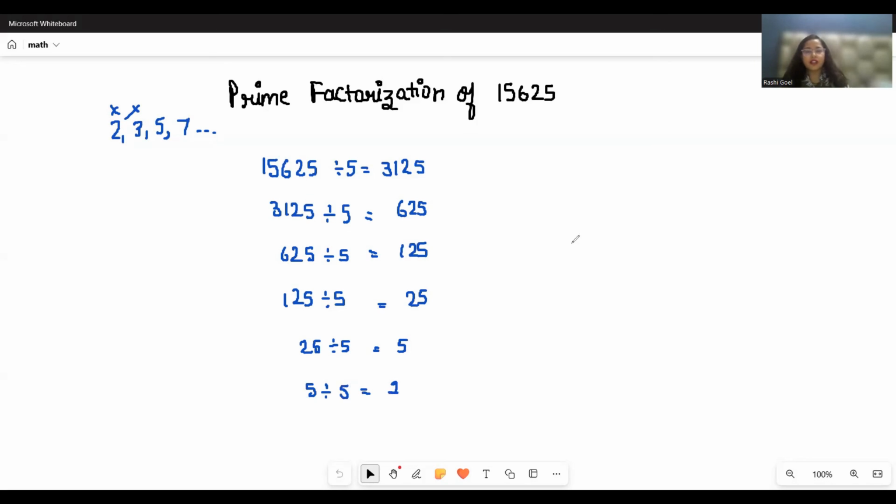So the prime factorization of 15,625 is 5 to the power 6.